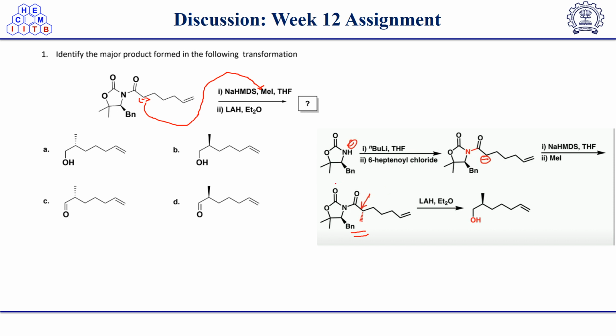Now, while treating this particular compound with lithium aluminum hydride in diethyl ether, this chiral auxiliary will get eliminated. That is, reduction will occur and this will be converted into the corresponding alcohol. So, we will get this product. So, the correct answer is option B. First, proton abstraction of this acidic proton and quenching it with methyl iodide. Then LAH reduction will eliminate this chiral auxiliary along with reduction of this C double bond O to get the CH2OH.